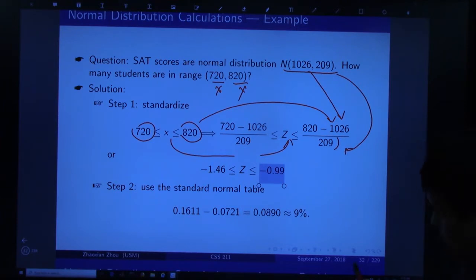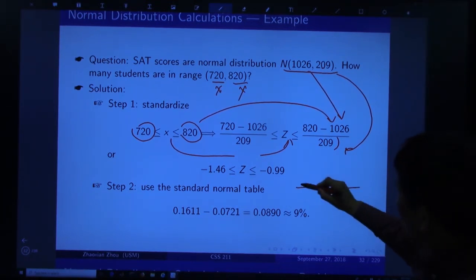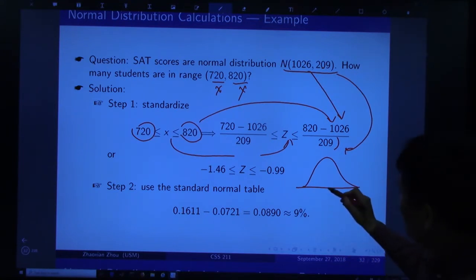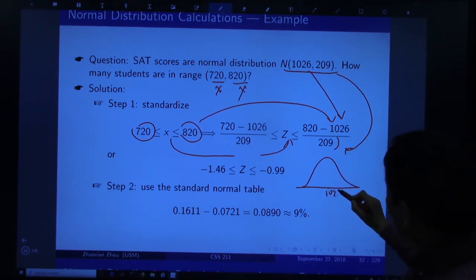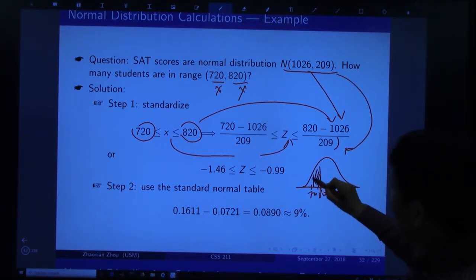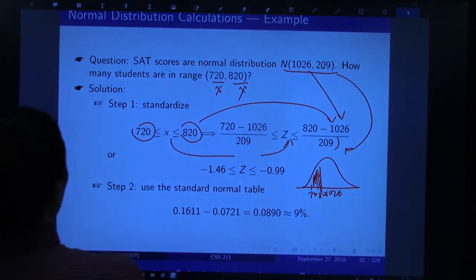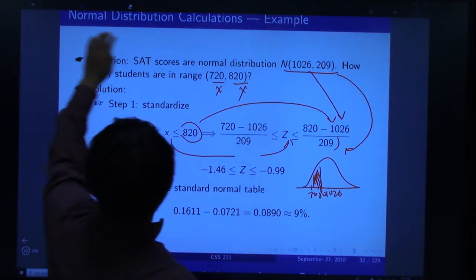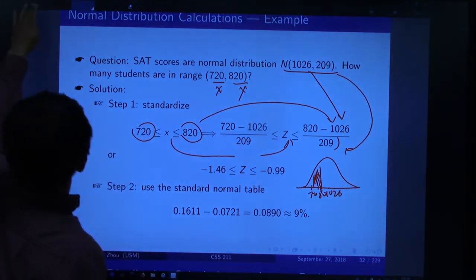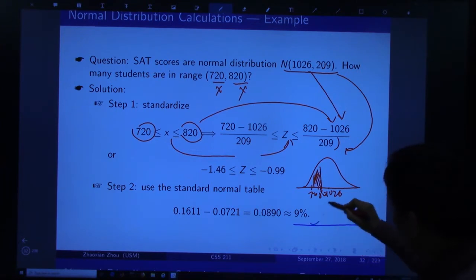So now we can plot the standardized normal distribution. The original normal distribution looks like this, with the mean equal to 1026, this point equal to 820, and this one equal to 720. This is the proportion we want to know. After the standardization, the normal distribution changes into this.